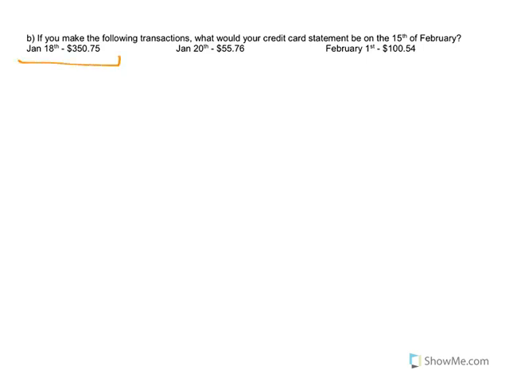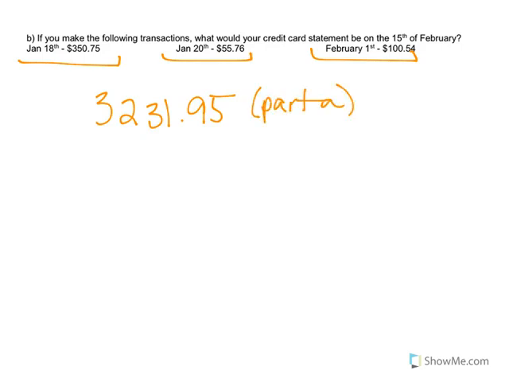So these are all before the 15th of February. If you make those payments by the 15th of February, then they're interest free, right? So we know that it's $3,231.95. That was from the last question. But also now we're making these transactions, which are going to be interest free if we're paying them by the 15th of February. So we're going to add all of our purchases.